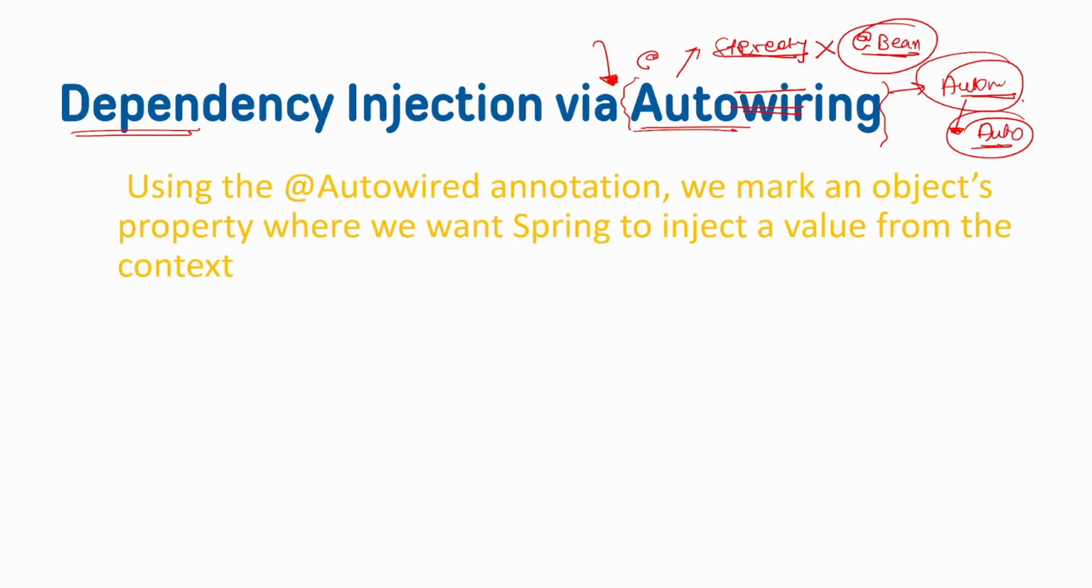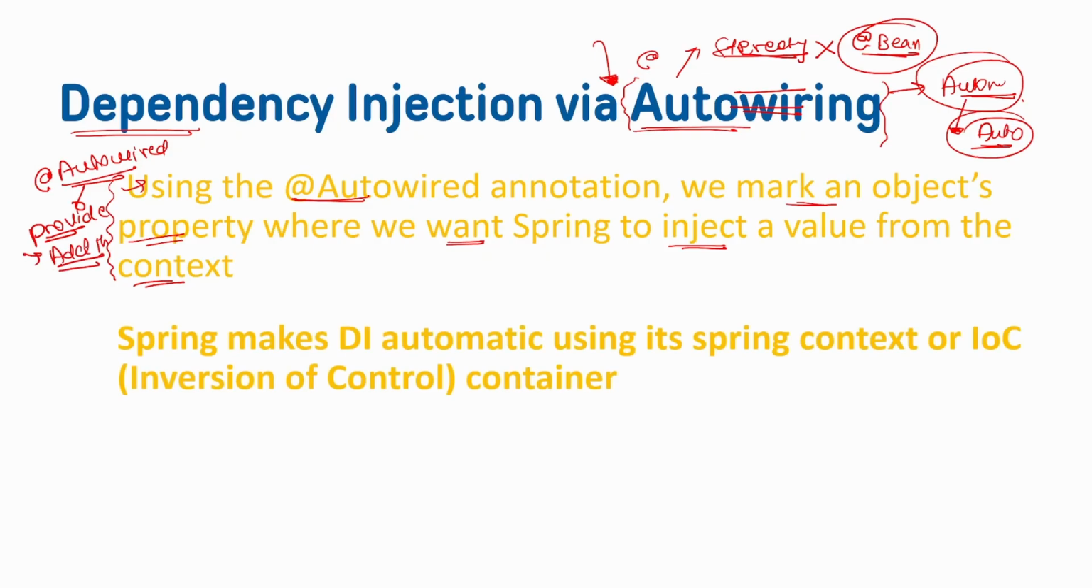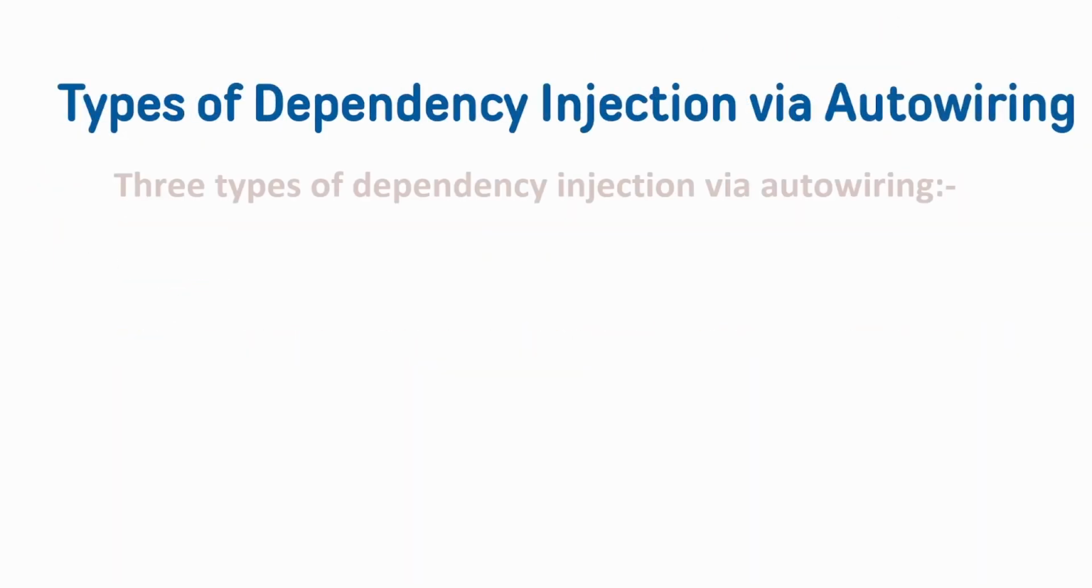Using the autowired annotation, we mark an object property where we want Spring to inject a value from the context. So basically, using the autowired annotation, we instruct Spring. Annotation is nothing but metadata. It provides information to the Spring context. So autowired provides the information to the Spring context, like, hey Spring, add this value from the Spring context. Let's see with the help of an example.